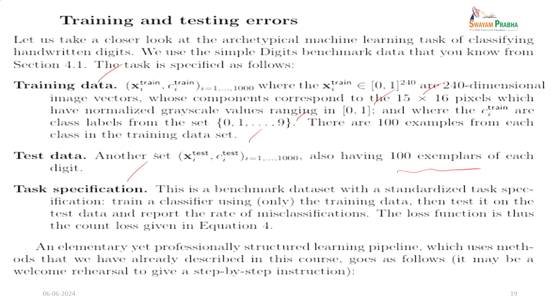Next one is the task specification. So, this is a benchmark data set with a standardized task specification. Train a classifier using the training data, then test it on the test data and report the rate of misclassification. So, the loss function is the count loss given in the expression. An elementary yet professionally structured learning pipeline which uses methods that we have already described in the course goes as follows. It may be a welcome rehearsal to give step by step instructions.